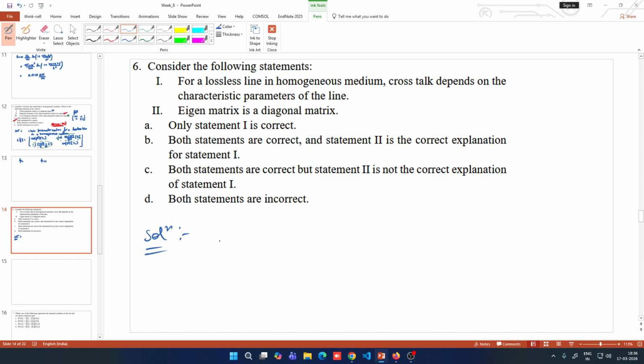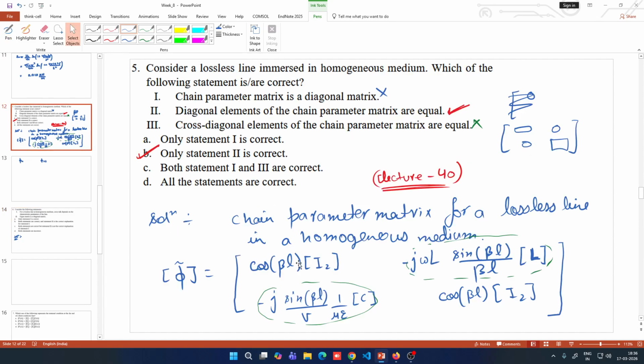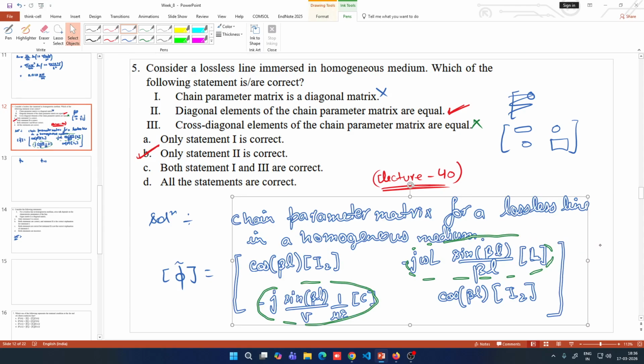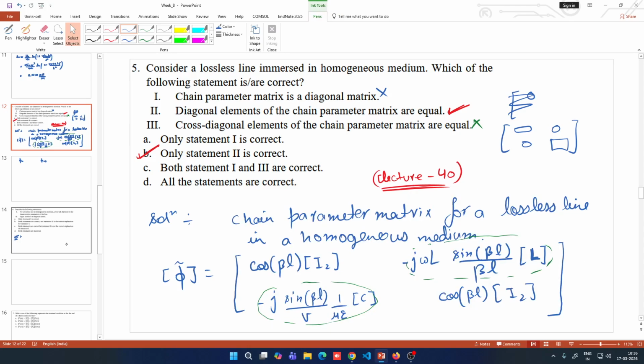So for a lossless line in homogeneous medium, eigenmatrix is a diagonal matrix, which implies that cross diagonal elements of the chain parameter matrix depend on L and C matrix such that phi12 is directly proportional to L. Here we can see that this is our phi12, right? So okay, I will rewrite this again.